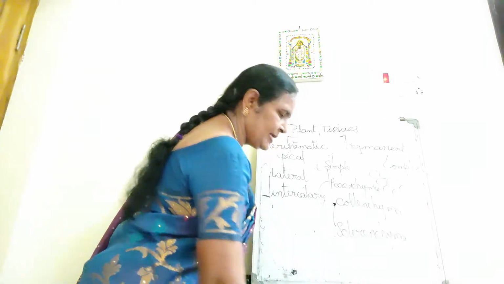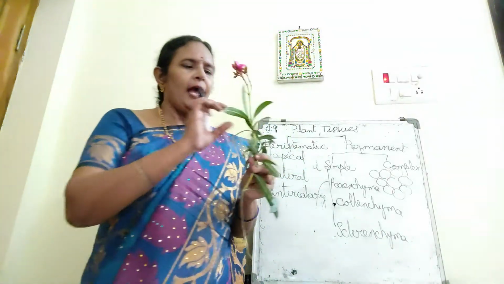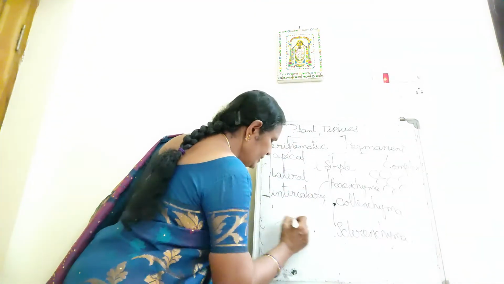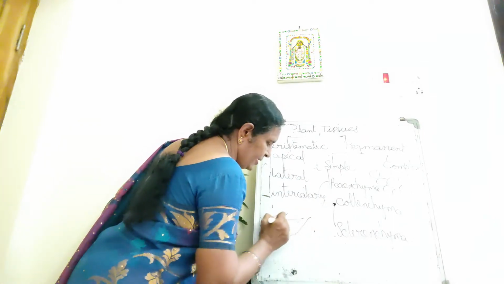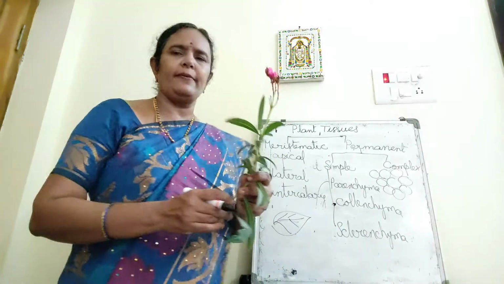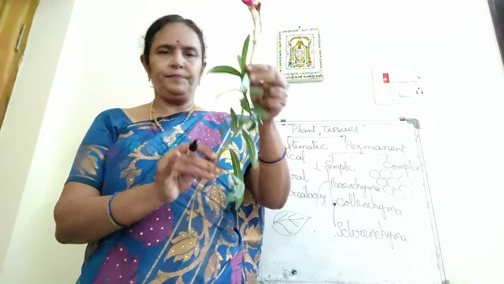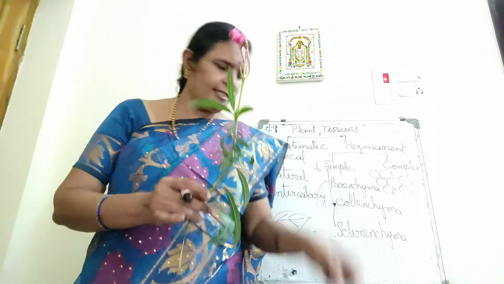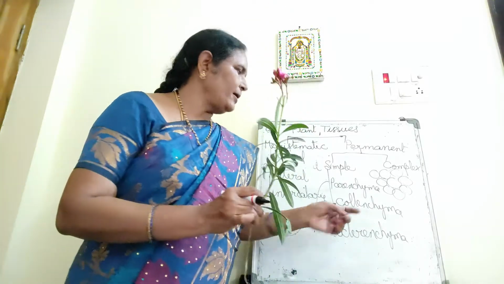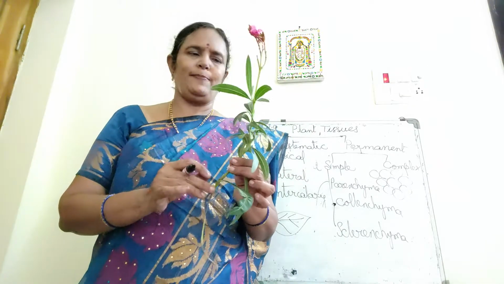Collenchyma is present in the stems and in the midrib. Midrib means the leaf has a midrib, and veins are present. Collenchyma tissue is present in the veins and the midrib, and in the young stems.